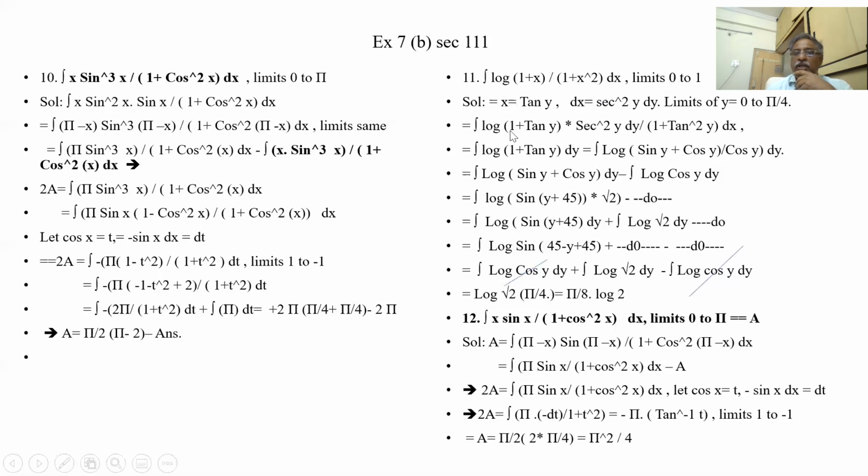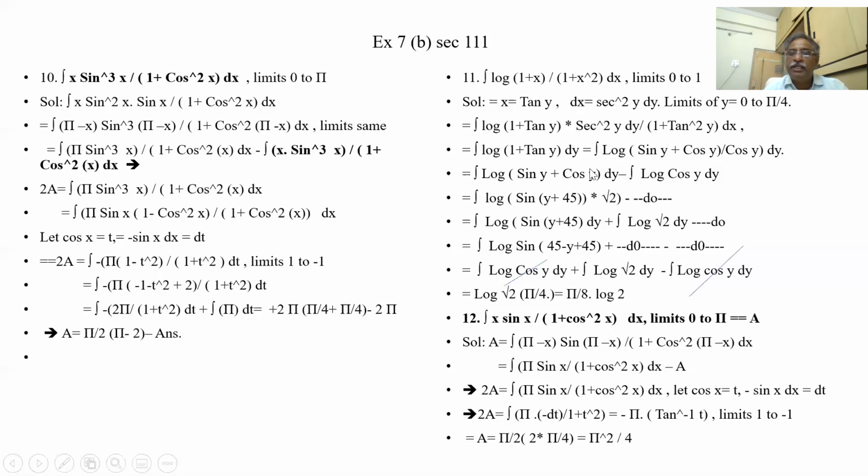So now what is it giving? Log of 1 plus tan y into secant square y dy by secant square y. These two are getting cancelled. So finally the equation is becoming log of 1 plus tan y. So tan y can be written as sin y by cos y, so (cos y plus sin y) by cos y. So log of a by b is log a minus log b.